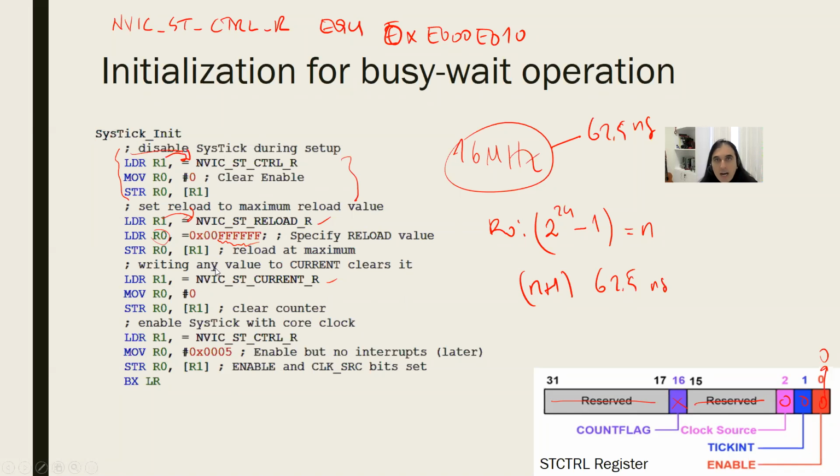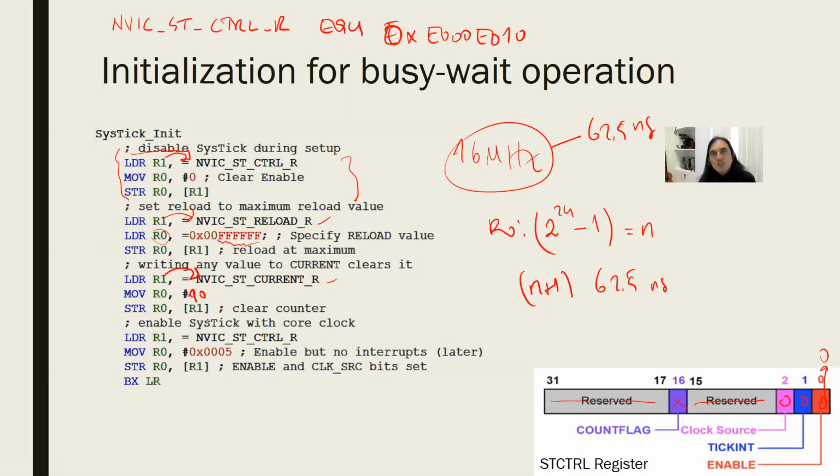Now, I will try to write a value to the current register. How do I do that? Again, R1 pointing to here. I make R0 0, and I write the value inside R0 to R1. And the STCURRENT register becomes all 0. If this was not 0, guys, imagine this was 10, it wouldn't have changed anything. STCURRENT would have become 0 again, because that's the mechanism.